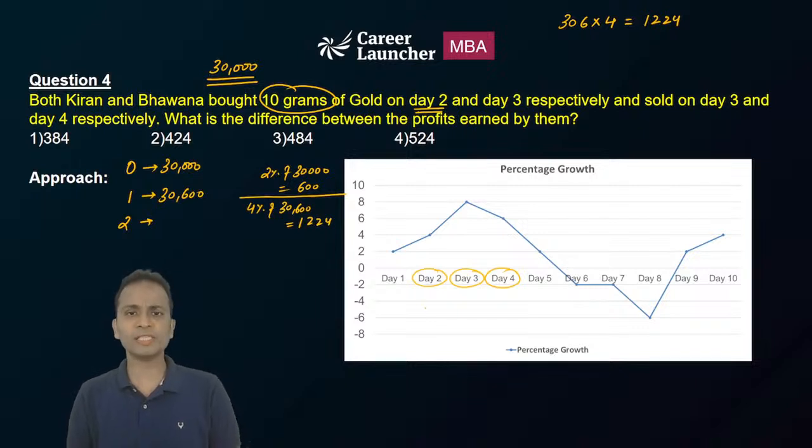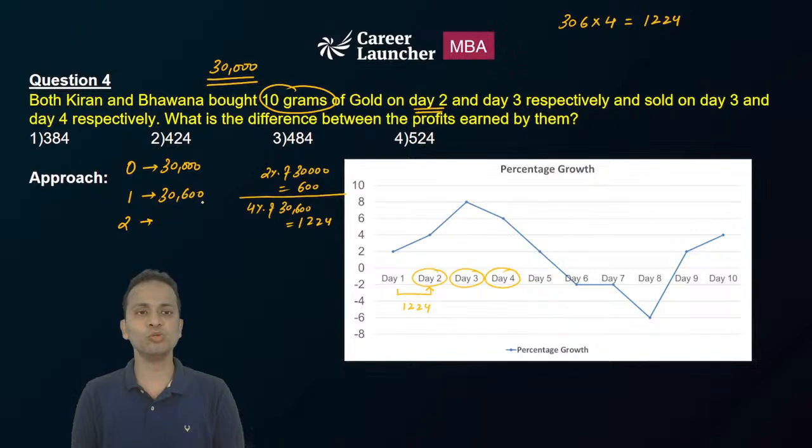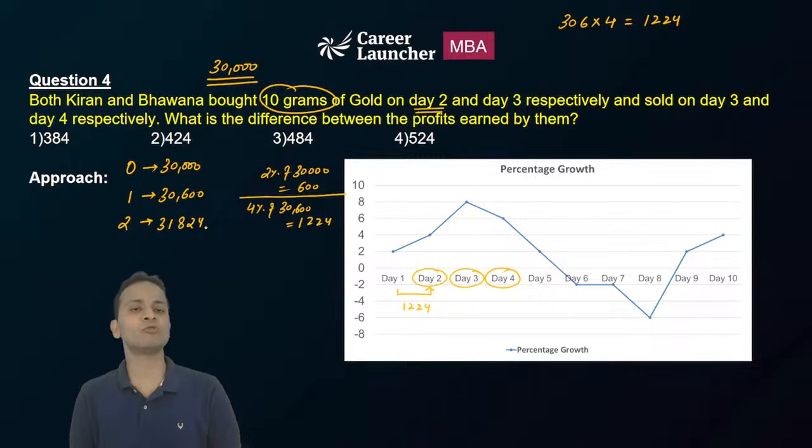Okay, or you can say that the difference between the price of day 1 and day 2, I'm writing it here, is 1224. Okay, right? So 1224 add karna padega, then only I'll be able to find out the increase on the next day. So 1224 add kar dete hain. So 31,824. This became the price of gold. All right. So this was day 2.